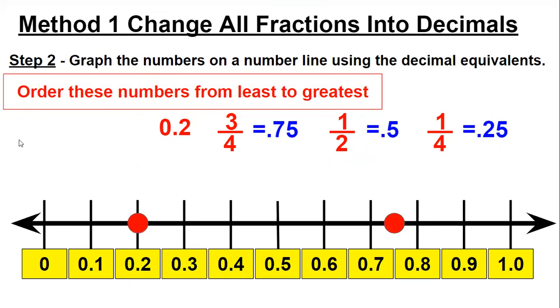Where does that go? Right there. Right on the 0.5. And what about 1/4? That's really 0.25. Where does that go? Right in between 0.2 and 0.3. There we are. Now we have ordered them from least to greatest.